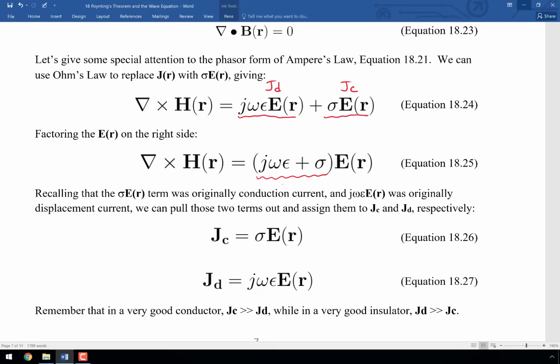Remember that in a very good conductor, the conduction current is much, much greater than the displacement current, while in a very good insulator, the displacement current is much, much greater than the conduction current. If you had something that was halfway in between, like if J sub C equals J sub D, then that would be a material that is right at the boundary between being a good conductor and being a good insulator.